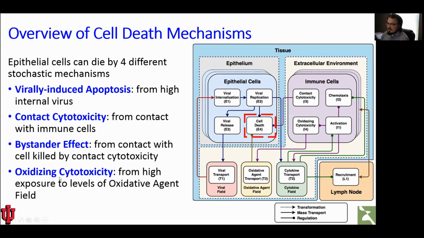And then lastly, our 4th mechanism, we call it oxidizing cytotoxicity. Again, this is the case when an epithelial cell is exposed to a high level of our oxidative agent that's secreted by an activated immune cell. And in this case, the epithelial cell, irrespective of its type, dies. So uninfected cells and infected or virus-releasing cells all die, all under the same mechanism of high exposure to our oxidative agent field.